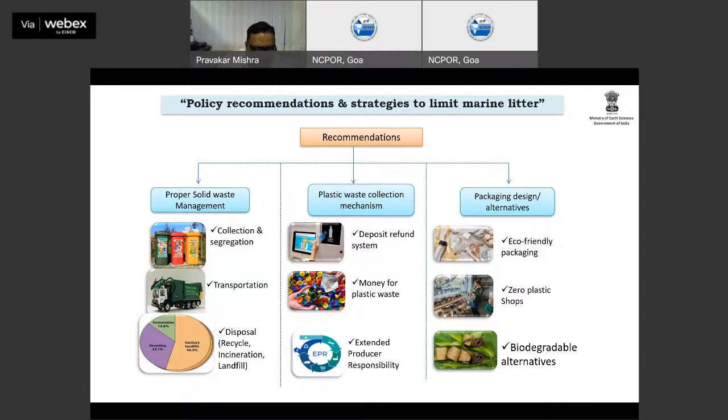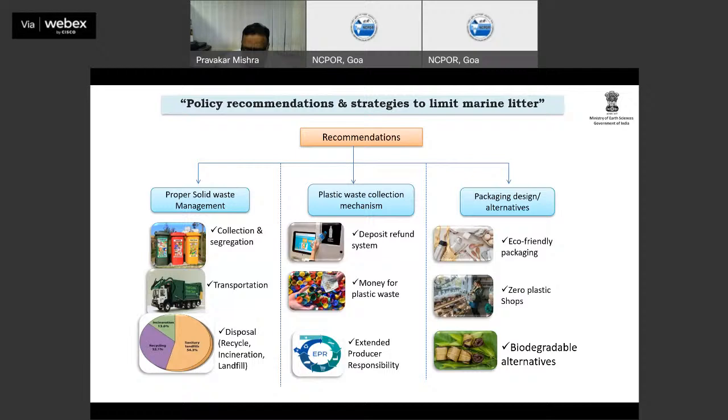Proper solid waste management includes collection and segregation, transportation, disposal, recycling, incineration, and landfill. It would be nice if there were no landfill in our country. For plastic waste collection, there should be a deposit refund system, money for waste plastic, and extended producer responsibility, where the person producing it is given responsibility, but this already exists, so how to improve it. At the same time, packaging design alternatives and eco-friendly packaging are required, zero plastic shops, and we have to stop plastic completely somewhere, and use biodegradable alternatives.